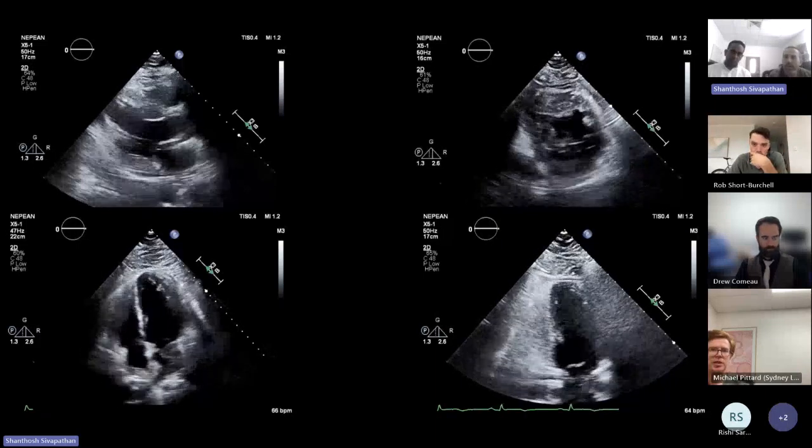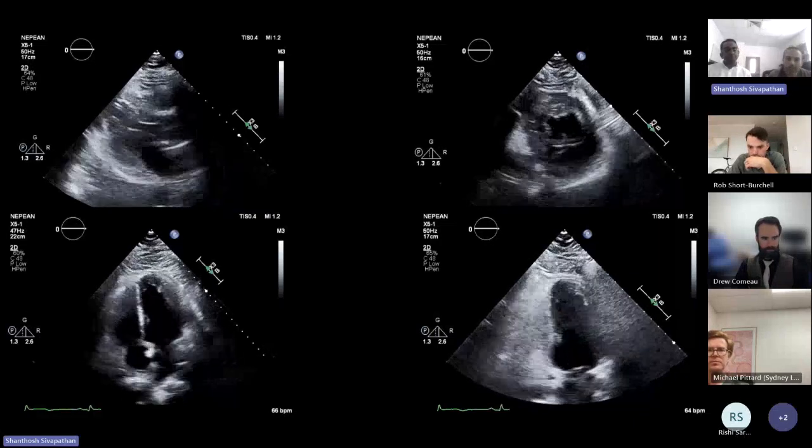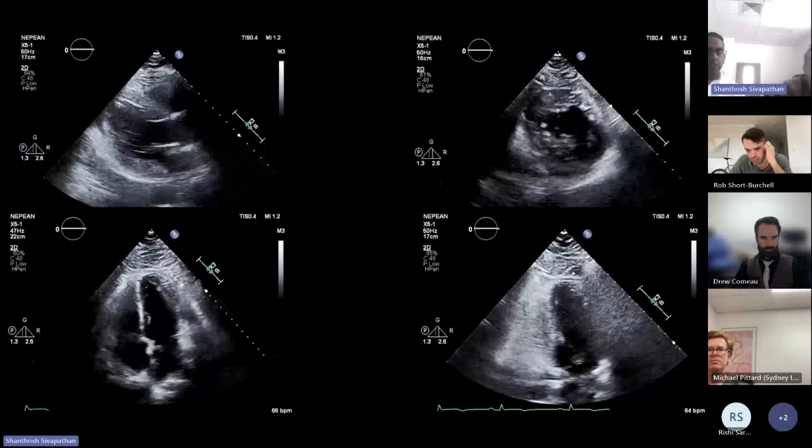I'd just say it's probably not quite right, but I wouldn't be convinced just in that. Whereas when I come around to the apical views here, I think that cements it better for me. Yeah, 100%. You're quite correct.